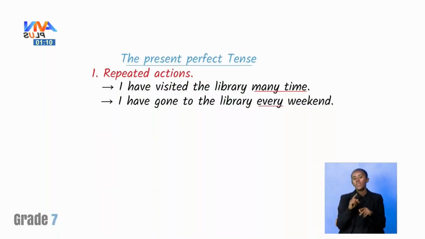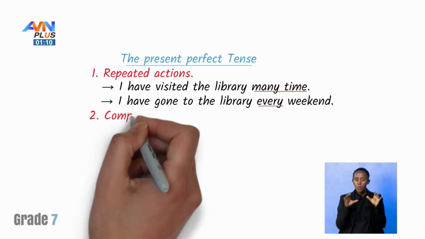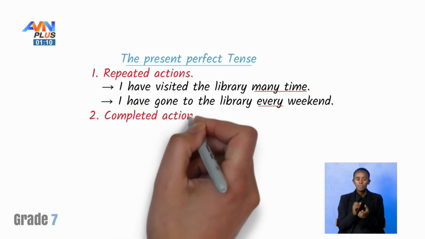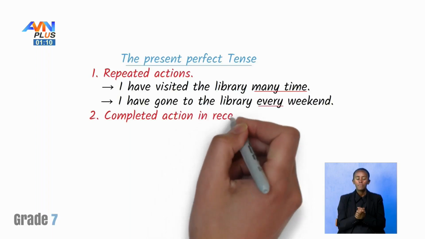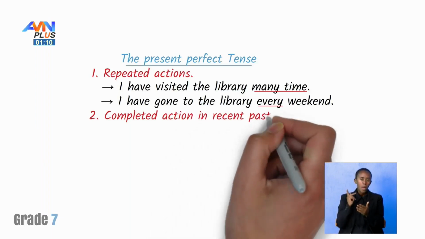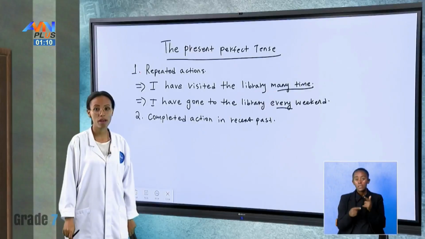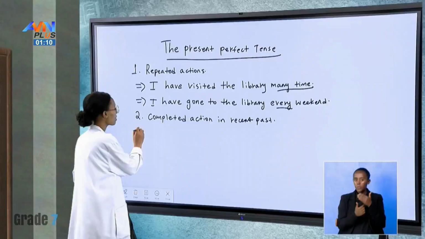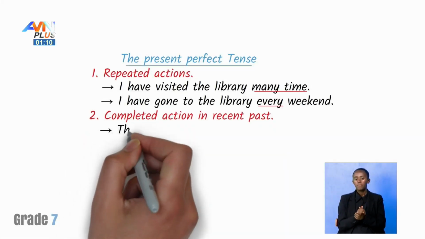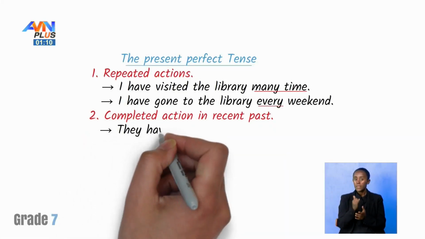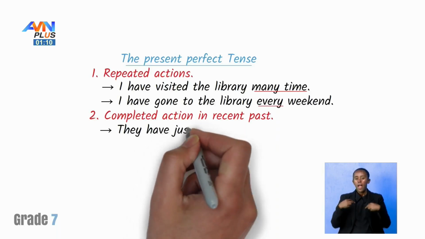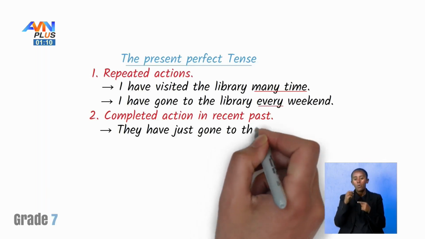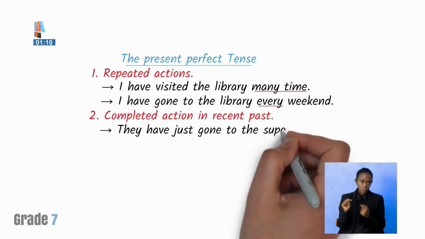The second was completed action in recent past. In the recent past. This is the second way of using the present perfect, and that's what we talked about. For example, they have just gone to the supermarket.